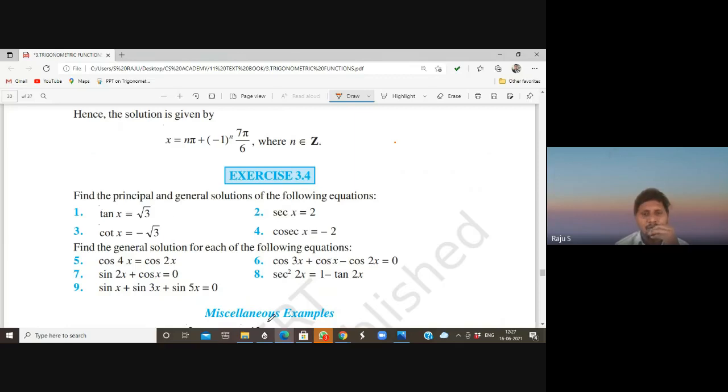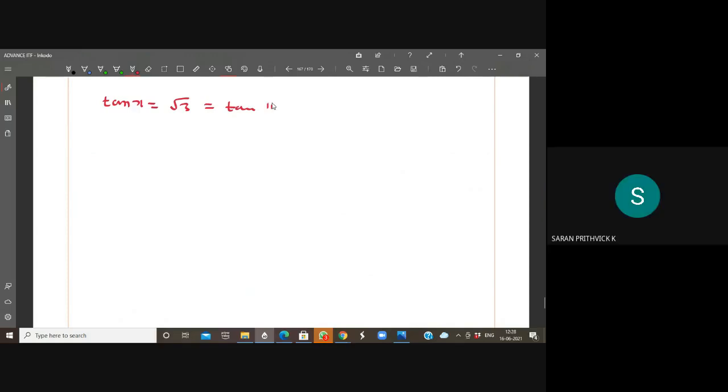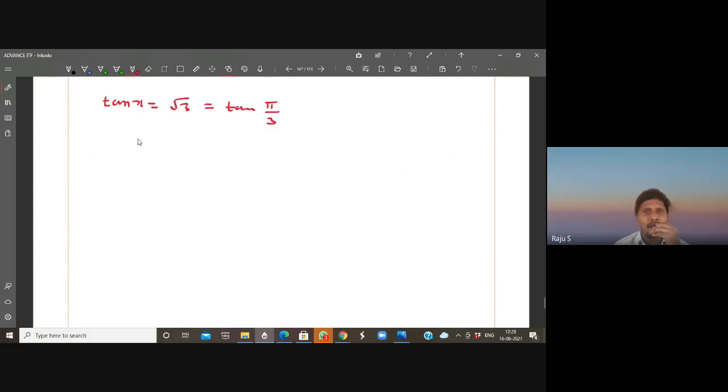Tan x is equal to root 3. Let's see how to write the general condition. Root 3 is clearly given as a positive value. Tan is positive in the first quadrant and the third quadrant. Yesterday we already found the principal solutions. Tan pi by 3 is root 3, so x is equal to pi by 3, which belongs to quadrant 1.